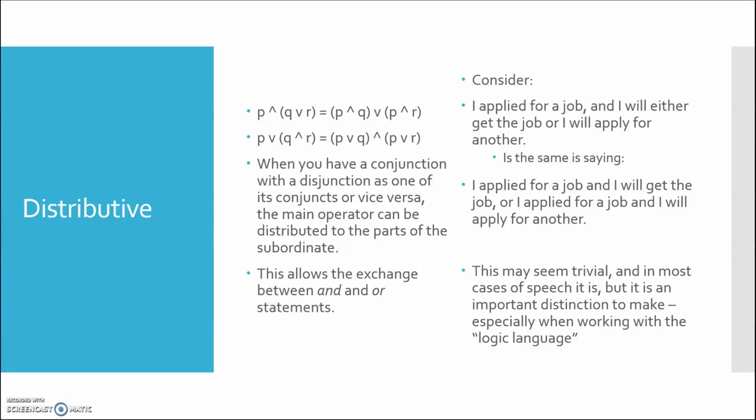Consider the complex premise: I applied for a job, and I will either get the job or I will apply for another. That statement is the same thing as saying I applied for a job and I will get the job, or I applied for a job and I will apply for another. Again, it may seem trivial. In most cases of speech it is, but it's an important distinction to make, especially when using the logic language we have to determine validity.